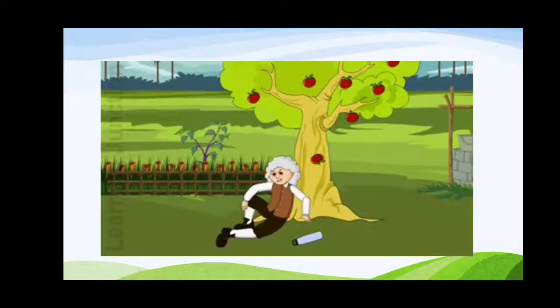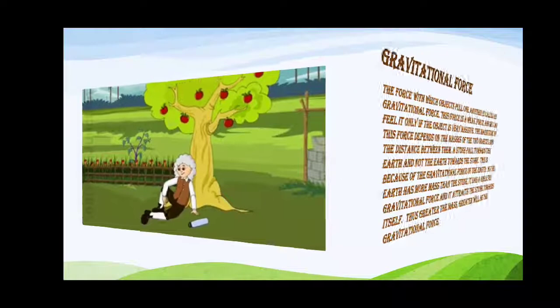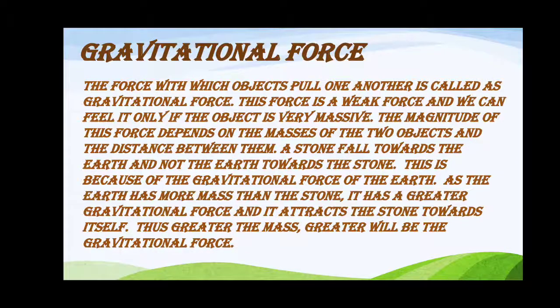You can see the scientist. Can you name the scientist, children, sitting under an apple tree? Yes, you people are so genius. Yes, he is Sir Isaac Newton. And you see, when the apple fell on his head, he wondered. He just started thinking why the apple falls down. Then he discovered this gravitational force. He said, gravitational force is a force with which objects pull one another.